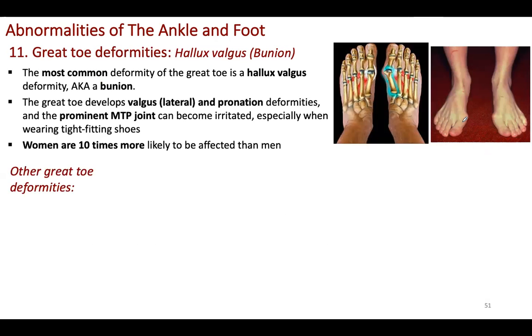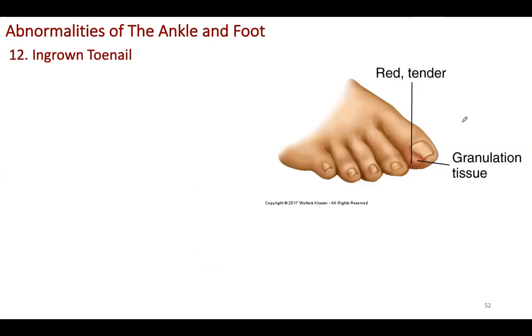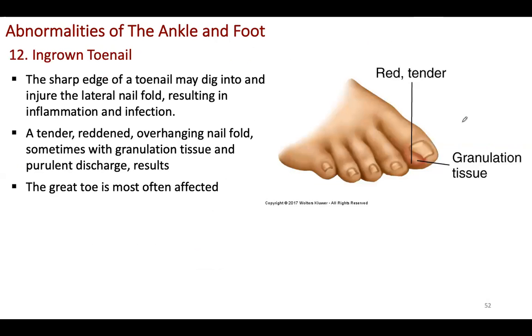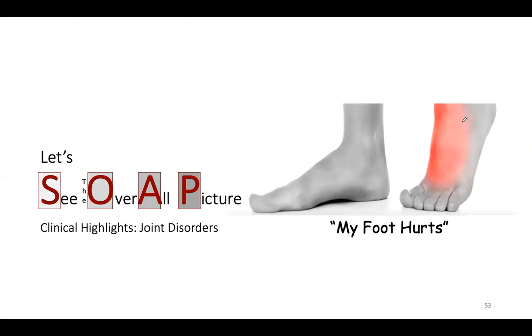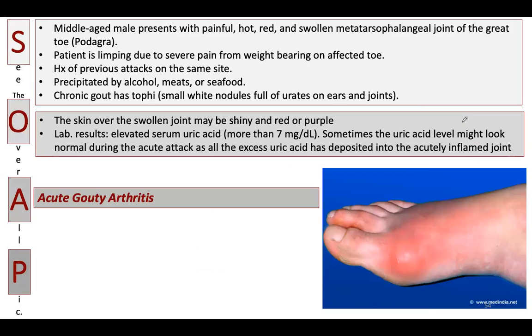The grade 2 deformities, different names. The bunion, the most famous, the hallux valgus, and other big toe deformities, claw toe and hammer toe and mallet toe. These are all famous. Ingrown toenail, very, very famous. I guess every one of us had it. So some clinical highlights. This is podagra, which is acute gouty arthritis of the big toe. And I'm going to keep the spine discussion till next.